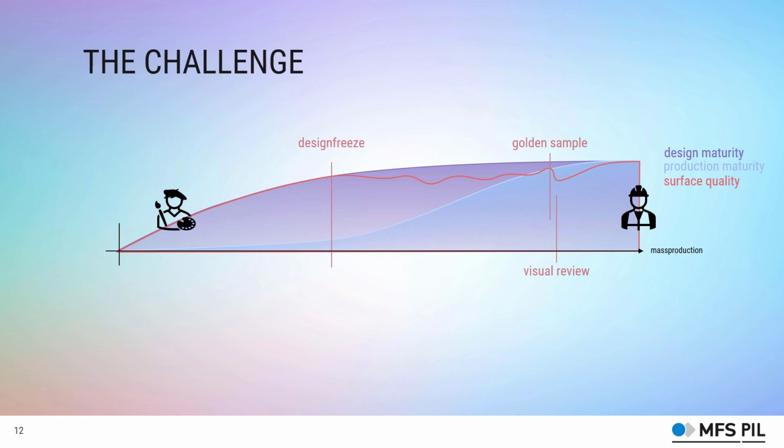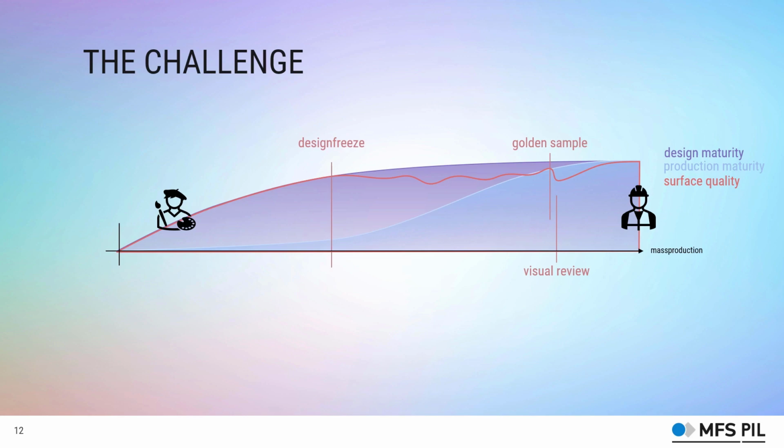So the surface quality might go up and down, and then comes the critical point of the golden sample, where you see whether the surface quality meets your expectation. It might be that the injection molding changes the surfaces in a dramatic way, and then you need to address that, and in the best case you make it happen and get back to your envisioned surface quality.